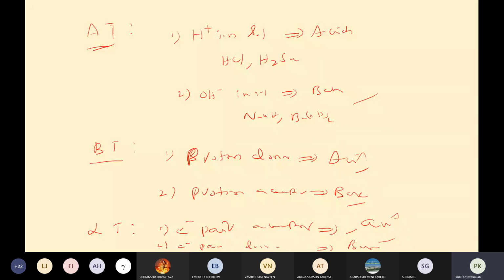And of course, we can give many examples for the Lewis acids like the NH4 plus or even H3O plus hydronium ion or the Mg2 plus. All these are the Lewis acids. And in the Lewis bases, again we have the NH3 and the OH minus, F minus, and so on. All these are the Lewis bases.